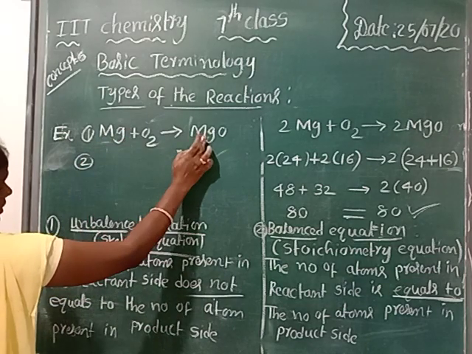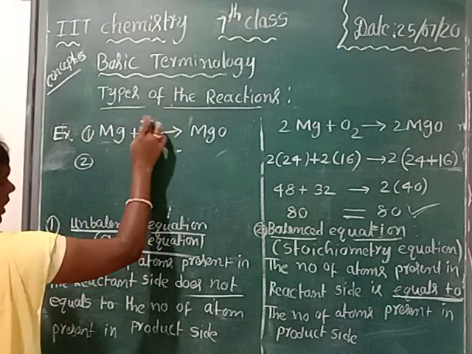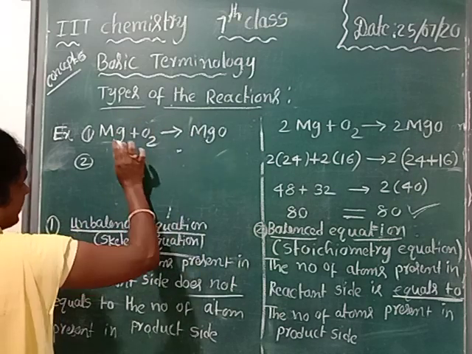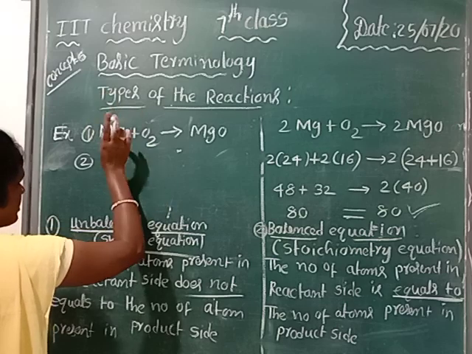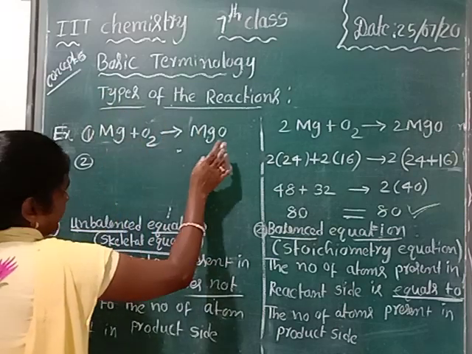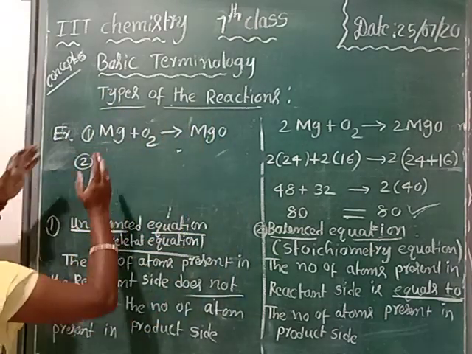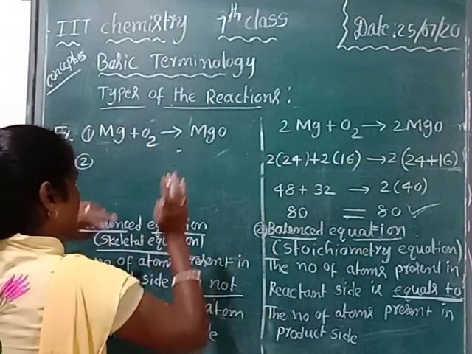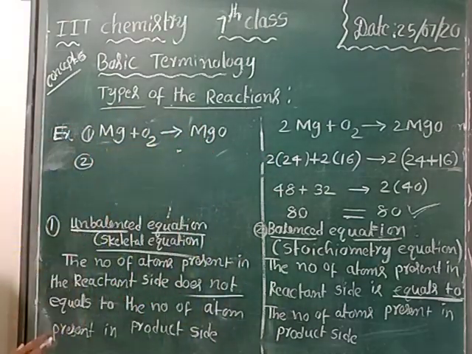Unbalanced. Here Mg, here 1 Mg, equal. But here it is unbalanced in oxygen. First, check properly in the given equation how many atoms are present on the reactant side and how many atoms are present on the product side. If they balance, that equation is called a balanced equation. If they do not balance, that equation is called an unbalanced equation.